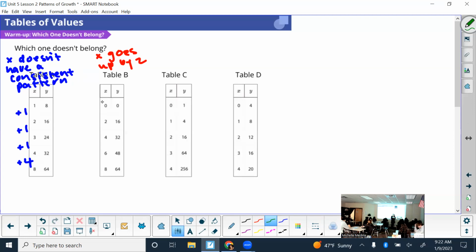I don't want to spend all day on this one problem. Literally keep it moving. One of the four. Give me a reason why table C doesn't belong. So this one has a Y value of 256, which is much bigger than the rest of them. Anyone disagree with that?